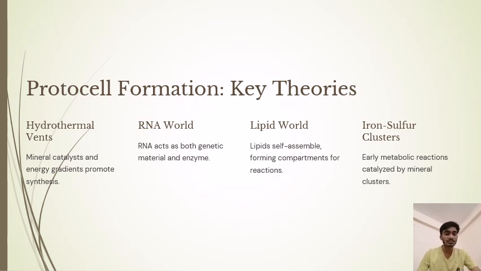This suggests that vesicles formed from prebiotic molecules could have served as primitive cell-like structures. Iron-sulfur world theory proposes that iron-sulfur clusters played a key role in the emergence of life, potentially contributing to protocell formation. What are the key factors in protocell formation?